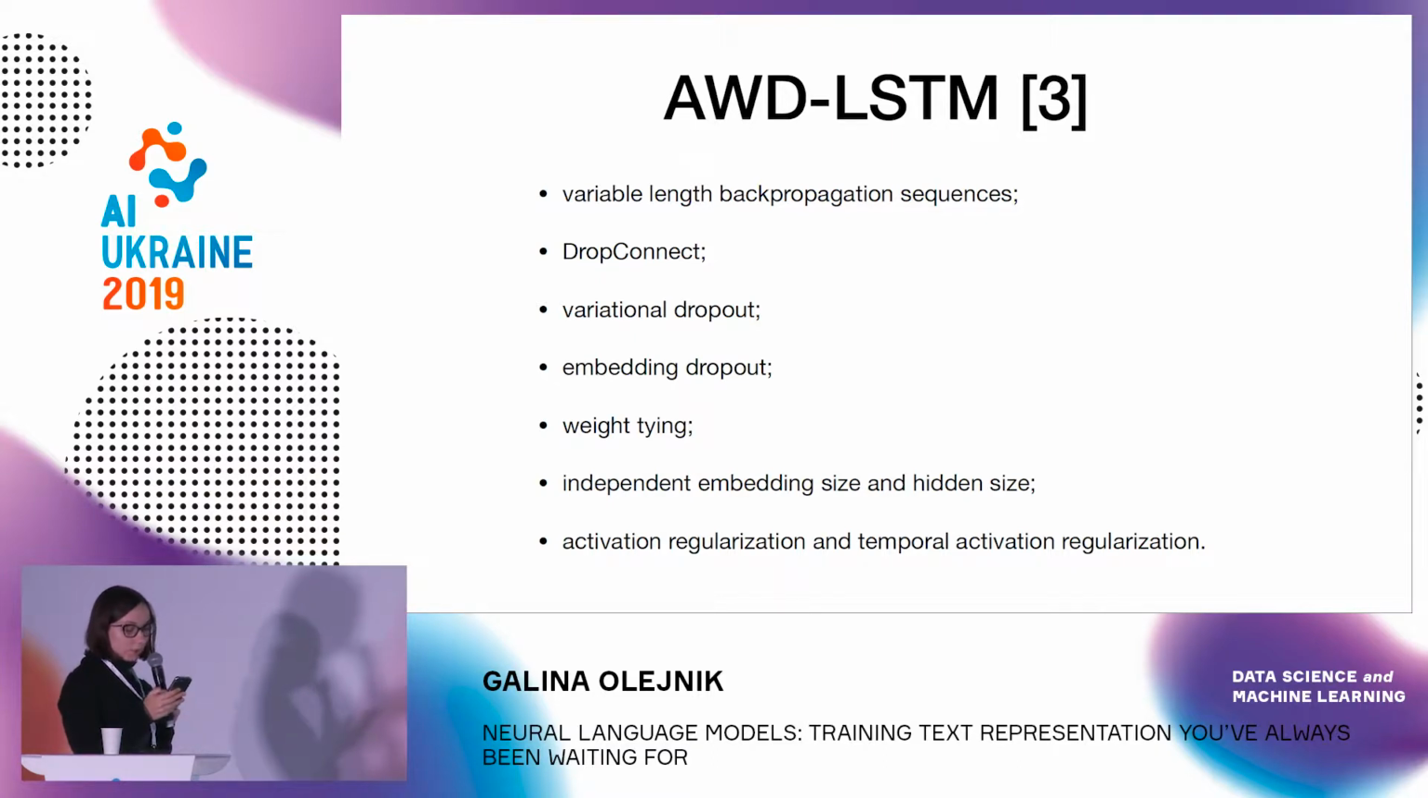Okay, so weight tying. What is it? It is simply sharing the weights between our hidden layer and our output layer. This way we reduce the number of our parameters and can speed up model training. And independent embedding size and hidden size, I don't think they should be commented out separately. And activation regularization and temporal activation regularization.